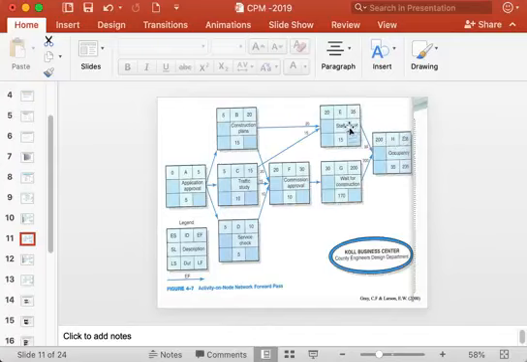Again, H is preceded by E and G, so H cannot start until and unless both E and G are finished. So E is finishing after 35 days. H cannot start after 35 days because G has just started. And G is going to take 200 days or 200 time units, so H will have to wait for 200 time units.